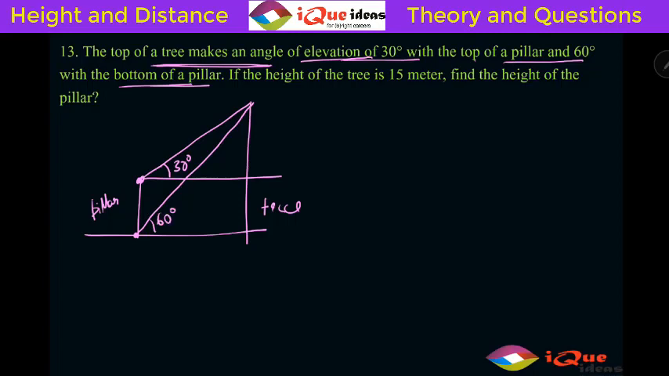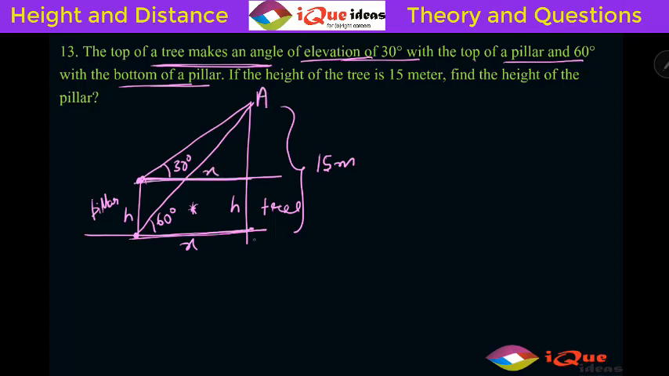Right? So look at the diagram very carefully. The tree is taller than the pillar. That is what we have to understand. So this is the pillar and this is the tree. All right. Height of the tree is 15 meters. Okay, so the total height is 15 meters. Find the height of the pillar. Let's say the height of the pillar is H. Then from this rectangle, this is also H. Let's say the base length is X, the distance between them is X. So this bottom length here will also be X.